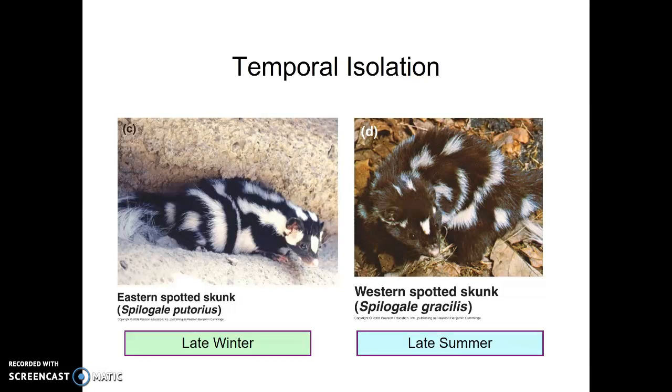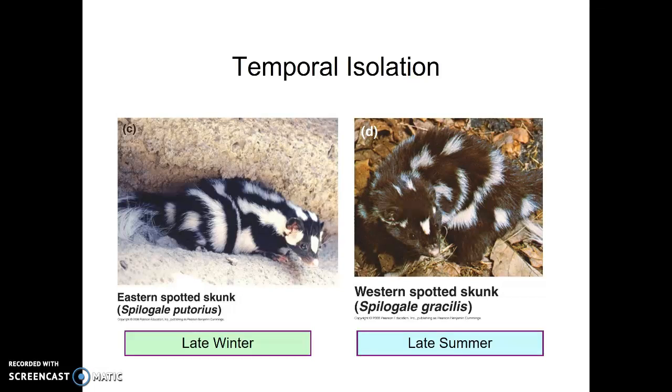Another example has to do with skunks. We have an eastern spotted skunk and a western spotted skunk. Again, the ranges overlap, so you can find them in the same general area. They look pretty similar. One's a little more dark brown, and one's kind of a blackish color.